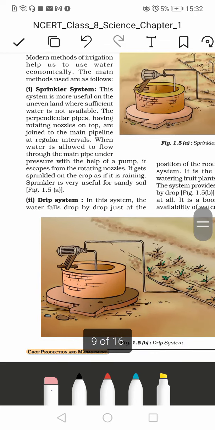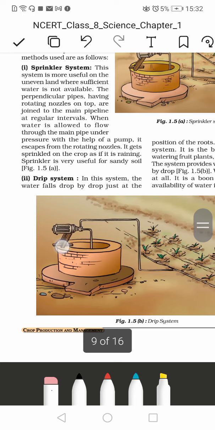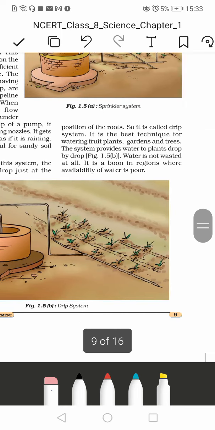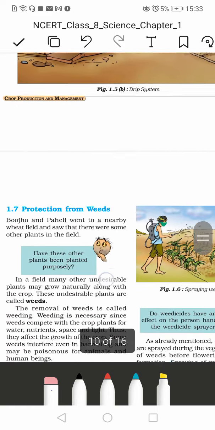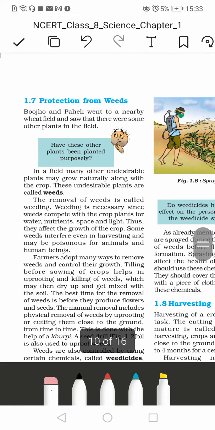Next, we have the drip system. This system is very efficient and it saves a lot of water. In this system, the water falls drop by drop just at the position of the roots, so it is called drip system. It is the best technique for watering fruit plants, gardens, and trees. The system provides water to plants drop by drop. Water is not wasted at all. It is a boon in the regions where availability of water is poor. Boon means wish or like blessing.